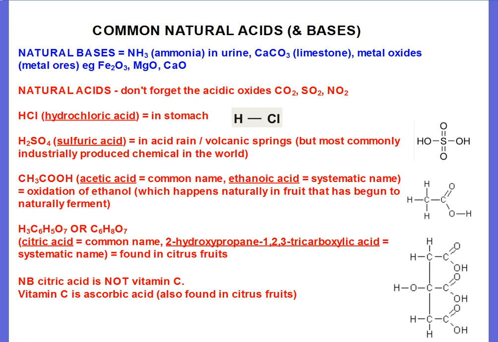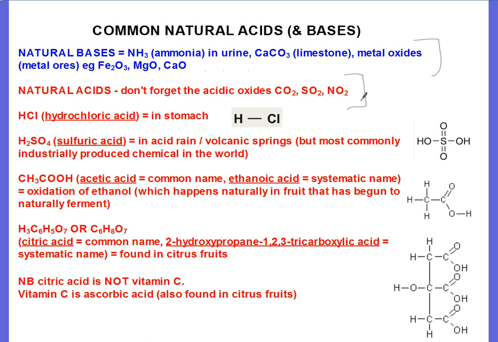The first thing we need to understand for this part of the course is some example common natural acids and bases. Starting off with bases, some common natural bases are things like ammonia, which is found in urine, calcium carbonate, which is found in limestone, and metal oxides, such as the metal ores iron oxide, magnesium oxide, calcium oxide, etc. We know metal oxides are bases. Based on our work in 9.3.2, we learnt that the left-hand side of the periodic table, the metals, form basic oxides. By that note, looking at natural acids, obviously the non-metal oxides are our acidic oxides. So don't forget things like carbon dioxide, sulfur dioxide, and nitrogen dioxide are our acidic oxides.